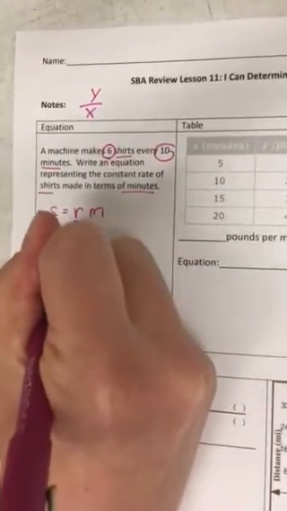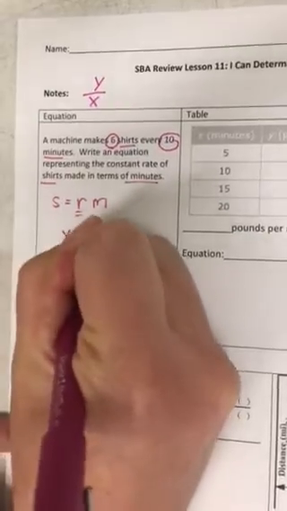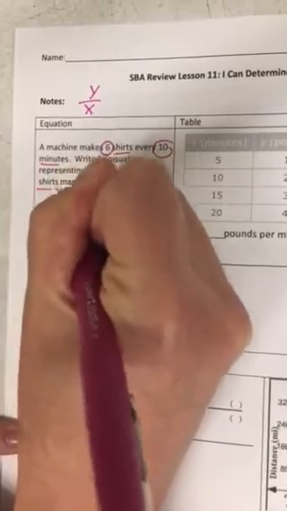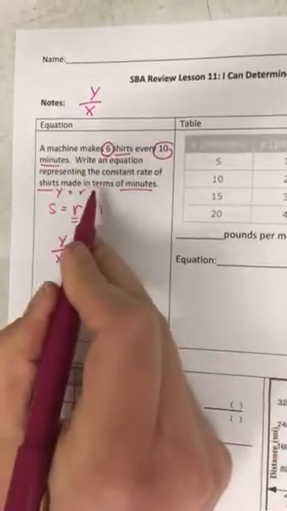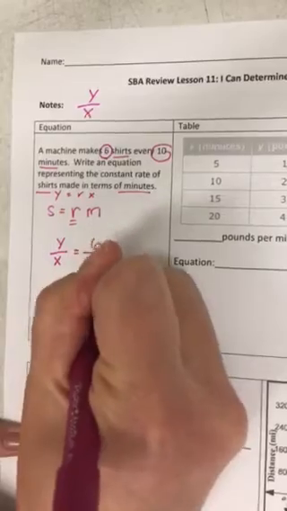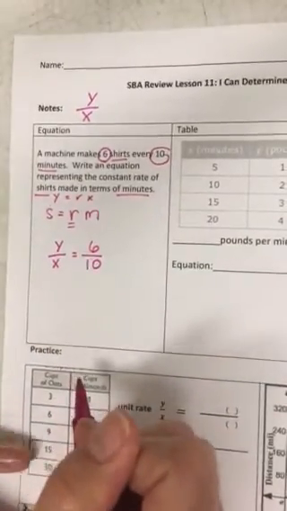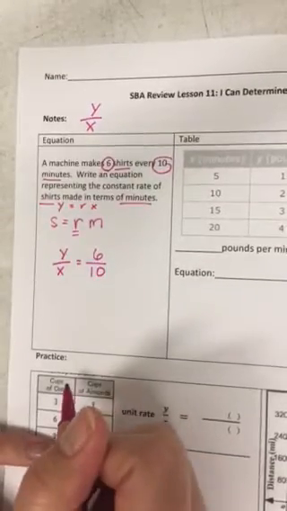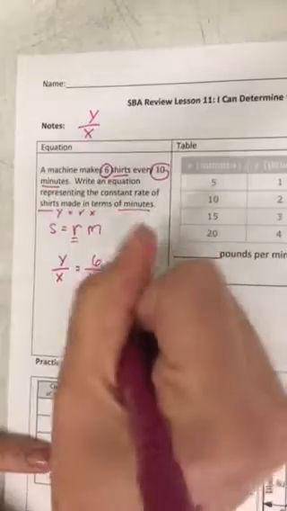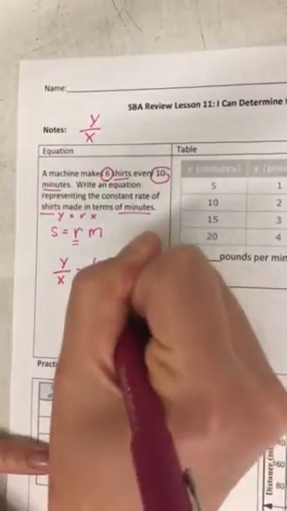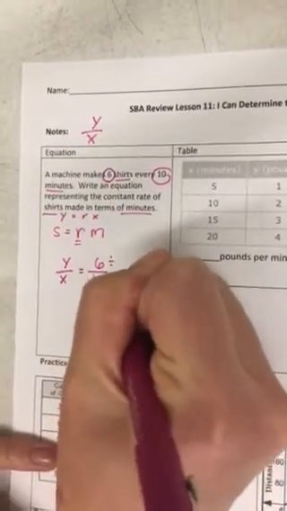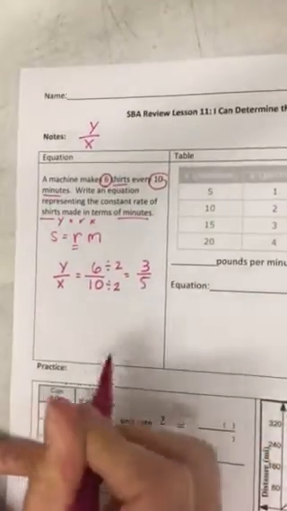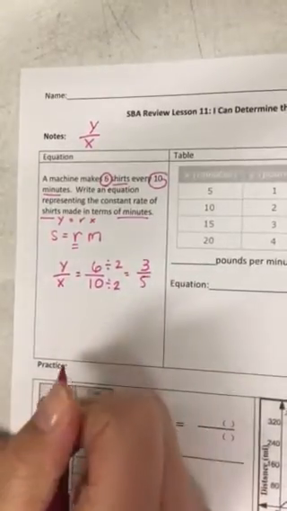Our rate is going to be y divided by x, or in this case, the number of shirts divided by the number of minutes. And a lot of times they want you to keep your rate as a fraction. Sometimes they'll also want you to have it as a decimal. As a fraction, I just need to simplify my rate. I'm going to divide the top and bottom by 2 to get 3 over 5. So my rate is going to be 3/5.